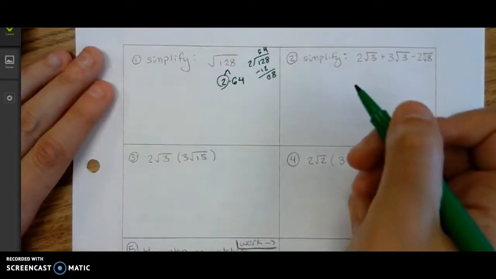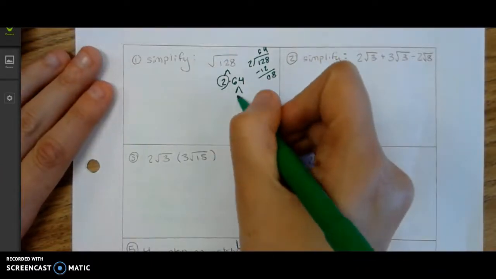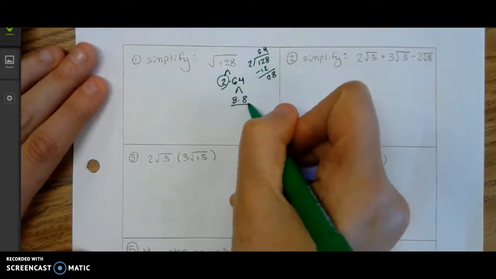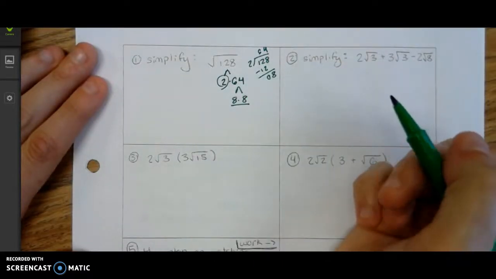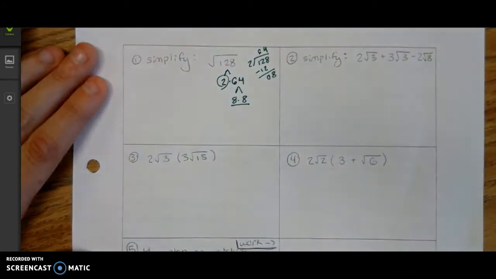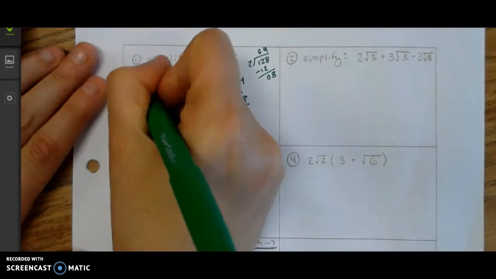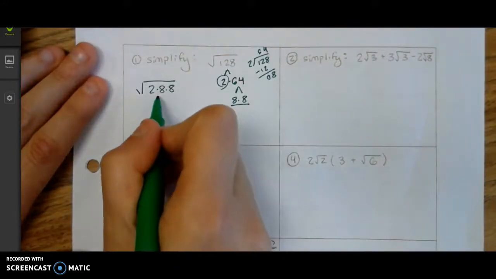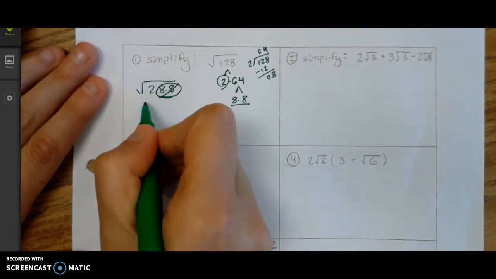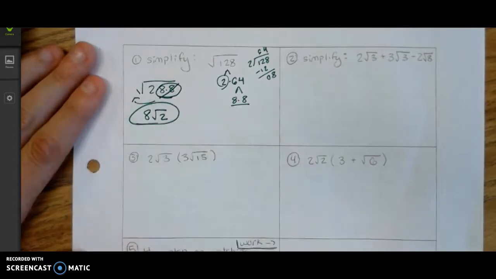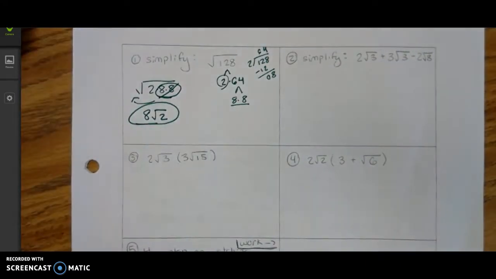2 is prime, so I circle it. And 64 I know is 8 times 8. And that's going to be a double, so I can stop there. And I've broken everything down to either primes or doubles. So I'm going to rewrite. I circle my doubles, move them outside, and the answer is 8 on the square root of 2. So that is just simplifying a square root.